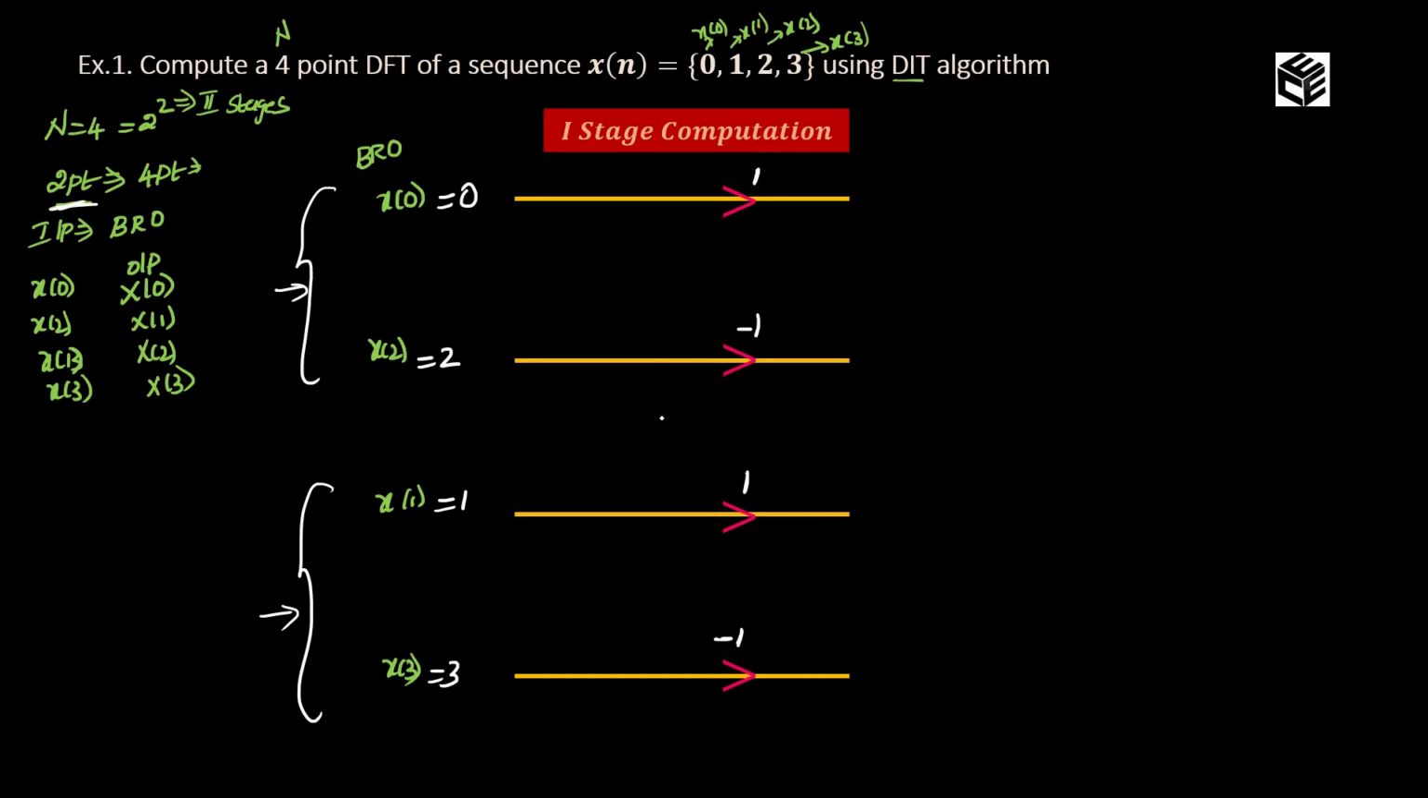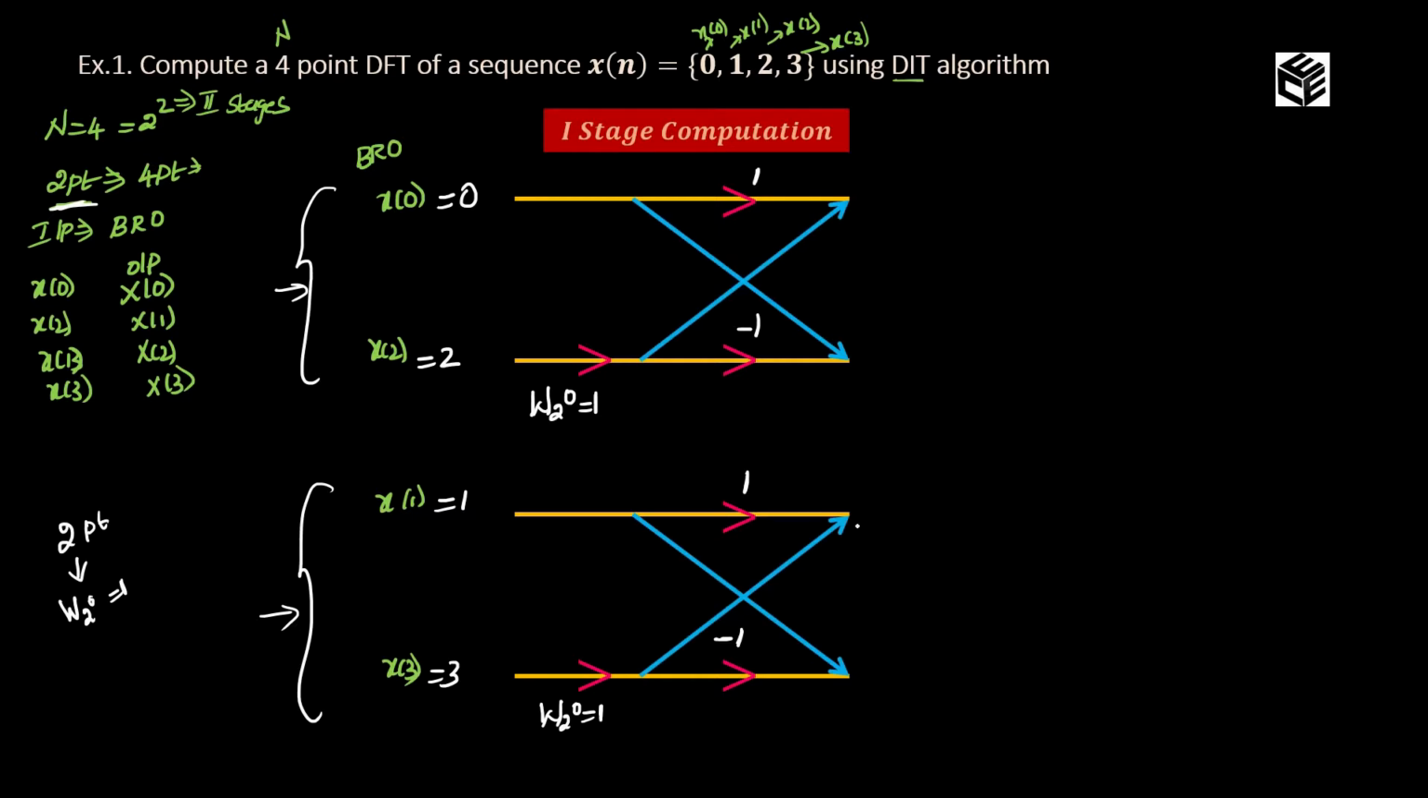Right? So wherever there is minus 1, we will be adding the twiddle factor. Correct. What is the twiddle factor for a 2-point sequence? For a 2-point sequence, the twiddle factor is W2 power 0. Correct. And its value is equal to 1. So I'm going to represent here W2 power 0, whose value is 1. Here also W2 power 0, whose value is 1. Now I am going to cross the first 2 points and cross the second 2 points. I have crossed it, right?